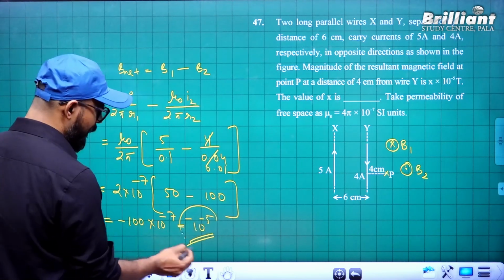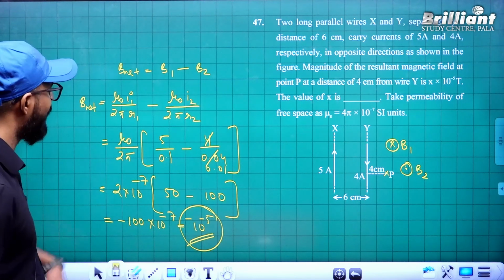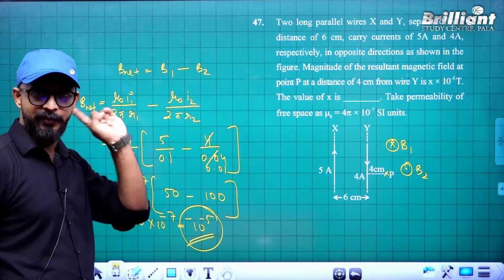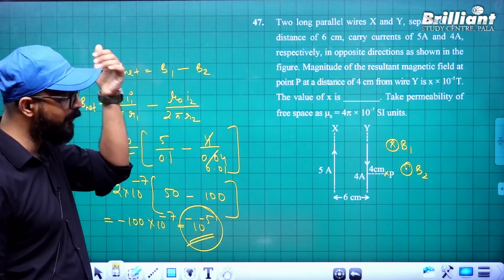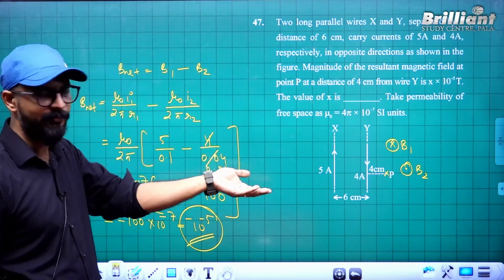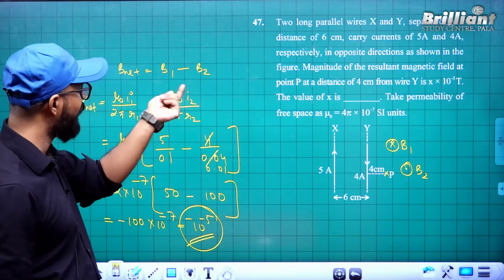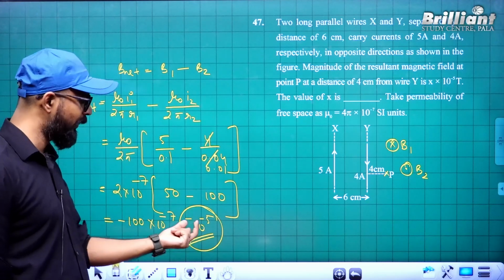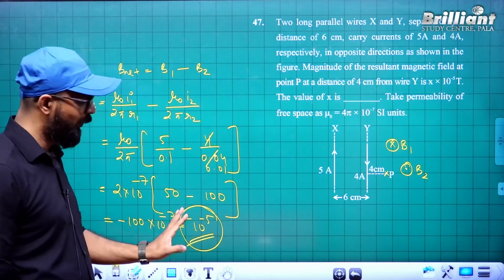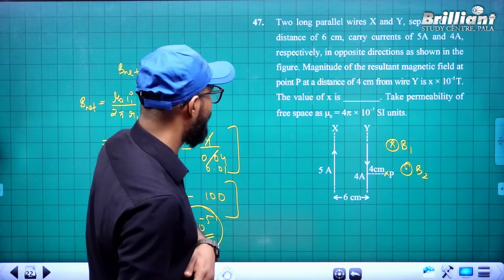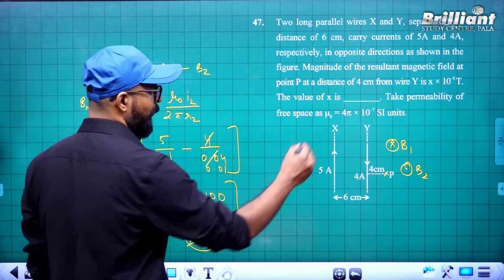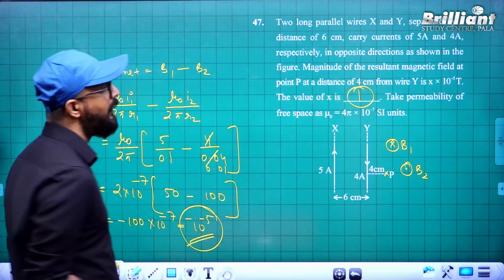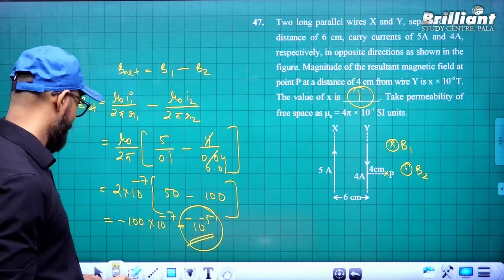And I ended up getting a minus sign over here, which means I have made a mistake in writing the expression. Yeah, I am wrong about saying that magnetic field because of B1 should be greater than B2. Clear? So clearly you can see magnetic field B2 is bigger than B1. That's why I ended up getting a negative sign. That's it. So the answer is, you can see they have given 10 to the power minus 5. So here you are getting number 1. So 1 is the answer for 47th question.